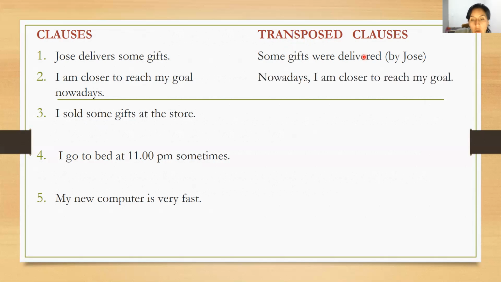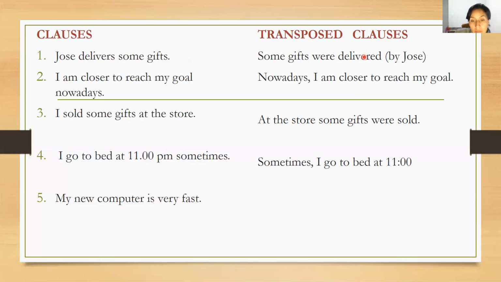Next, nowadays I am closer to reaching my goal. I transpose that phrase without preposition. In that example, I transpose the adverb nowadays to the front of the clause. Another example, at the store, some gifts were sold. Also, some prepositional phrases can be moved to the beginning of the sentence, and this makes sense.